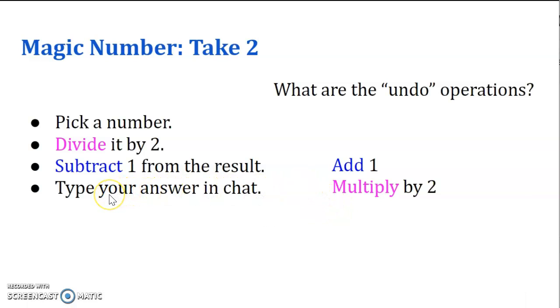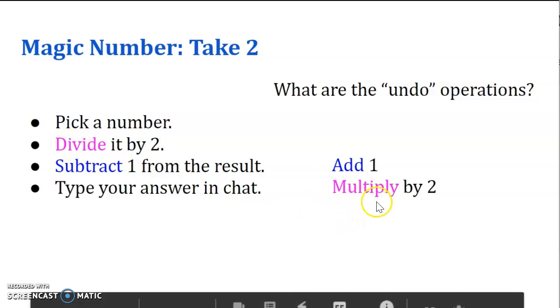So the two opposite operations, we call them inverse operations. What's opposite of subtraction is addition. What's opposite of addition is subtraction. What's opposite of division is multiplication. What's opposite of multiplication is division.